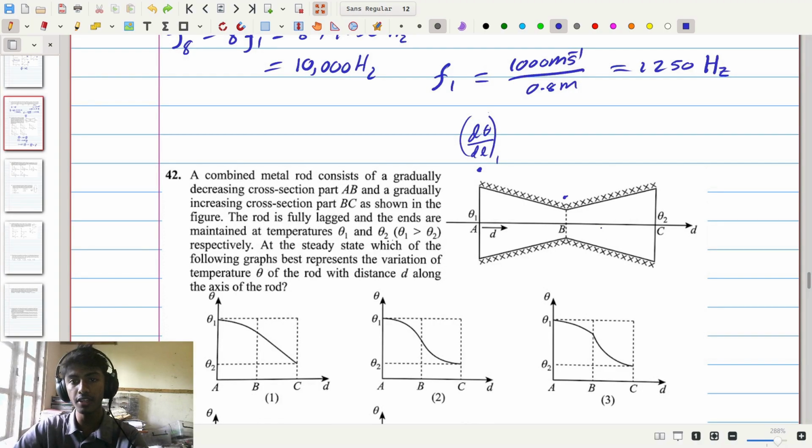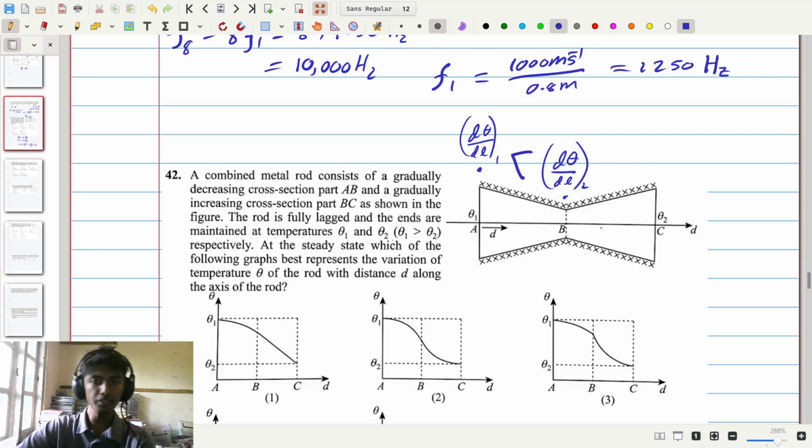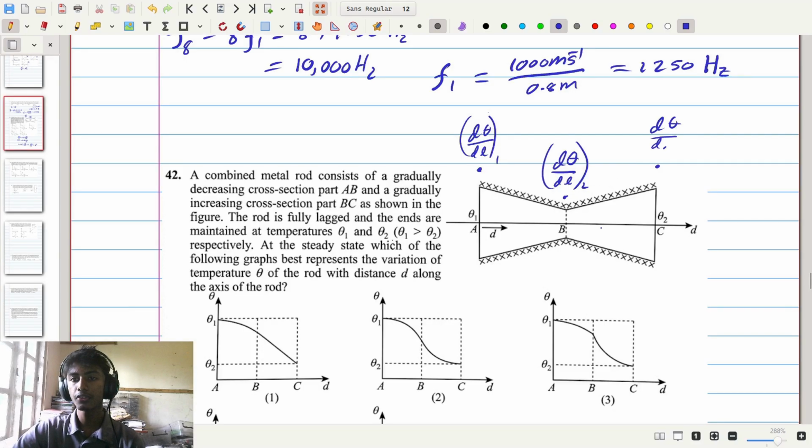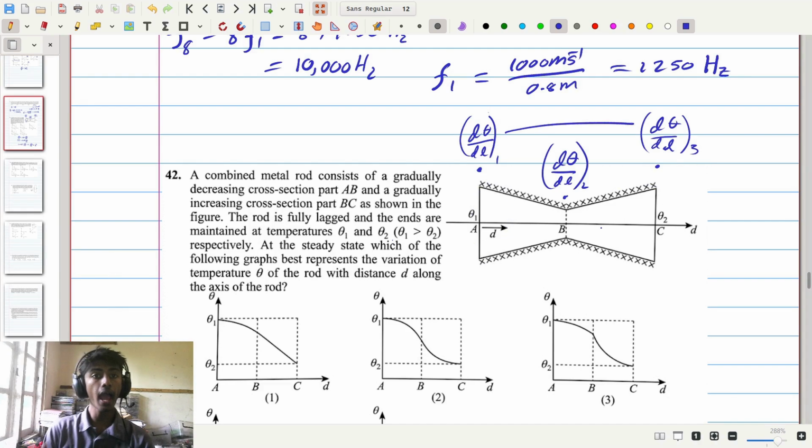So therefore, at the center, if we have, let's say, dθ/dl2 or something, this dθ/dl2 will be greater than dθ/dl1. Now after that, as we move along the tube to the other side, at the very end here, if we have dθ/dl3, then since the size of the cross-sectional area of this part of the rod is equal to the initial cross-sectional area over here, both of these, dθ/dl1 and dθ/dl3, will be equal to each other.